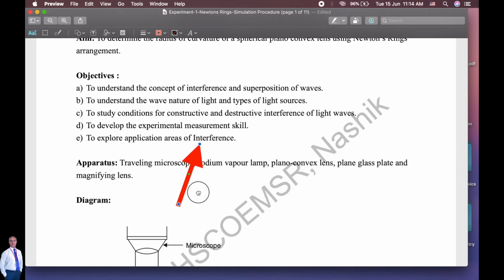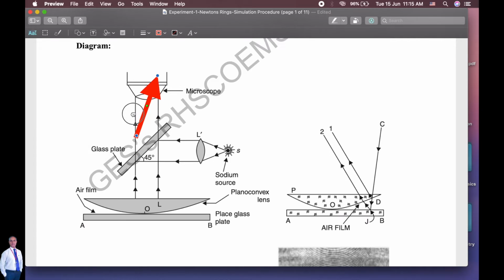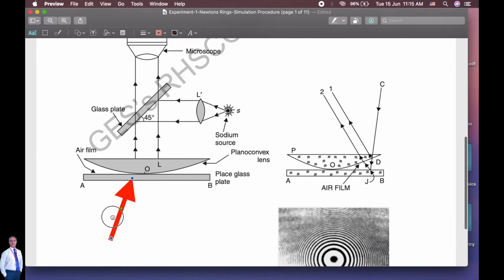As far as this experiment is concerned, let you know that this experiment works very nicely on your desktop or laptop. If you are carrying out this experiment on your Android phone or any smartphone, then there is a little bit of difficulty to operate it. So I will show you how to perform that. The components of the apparatus are a traveling microscope, sodium vapor lamp, plano-convex lens, plain glass plate, etc. Let's see the diagram.